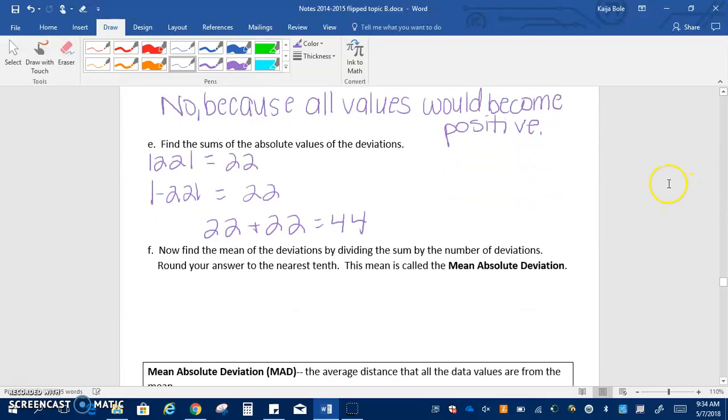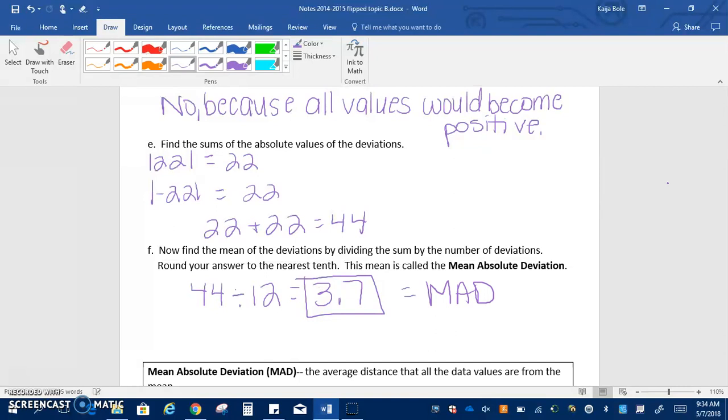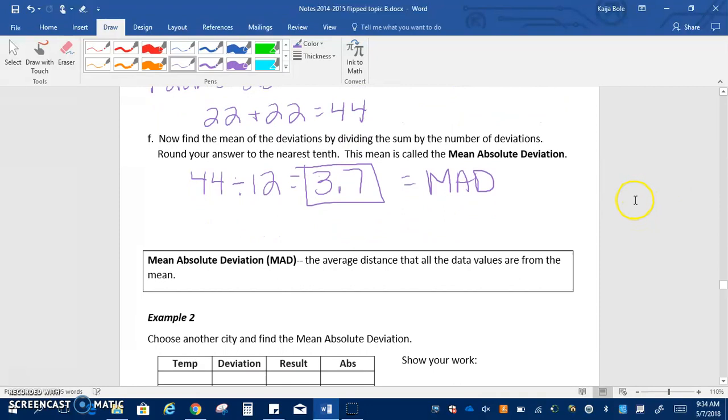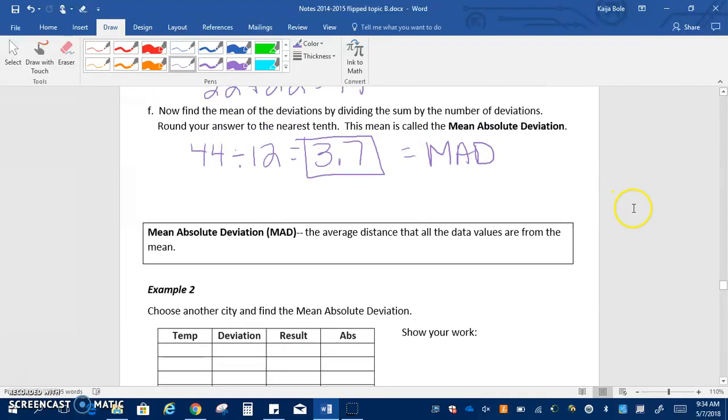And now F says to find the mean of the deviations by dividing the sum, which was 44, by the number of deviations, and we had 12 deviations. So 44 divided by 12 is 3.7. This is our mean absolute deviation. So mean, meaning that we were using the mean. The absolute, meaning we took the absolute value of the deviations. So that's where the name comes from. So then again, the mean absolute deviation is just the average distance that all the data values are from the mean.